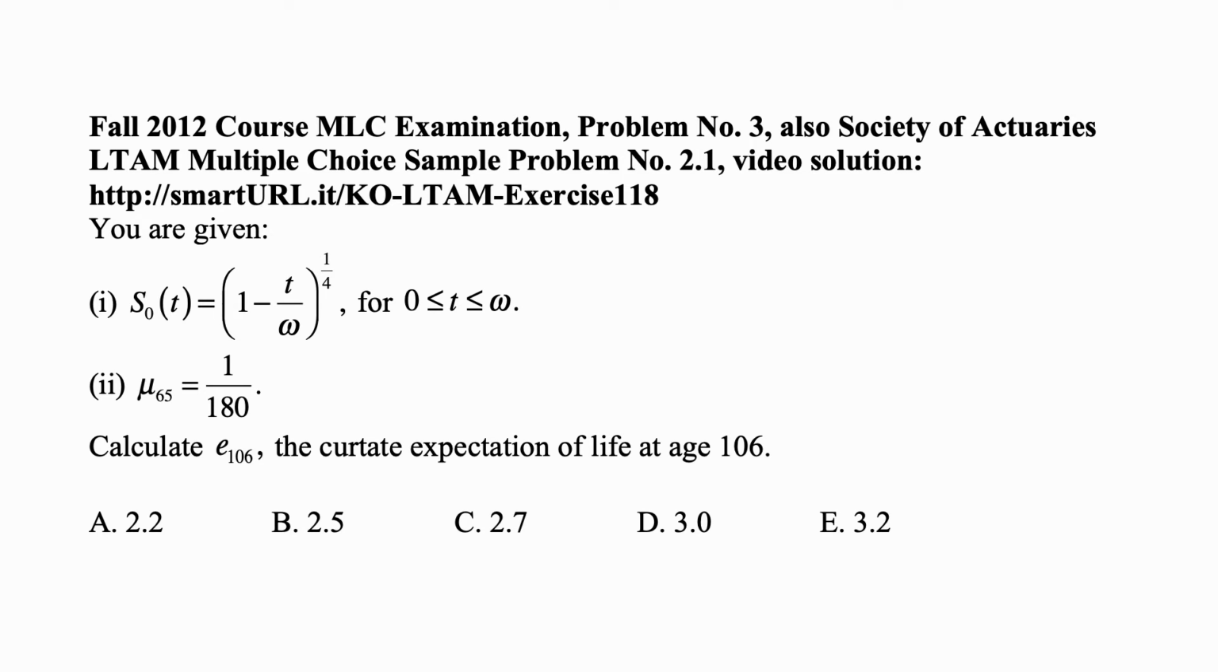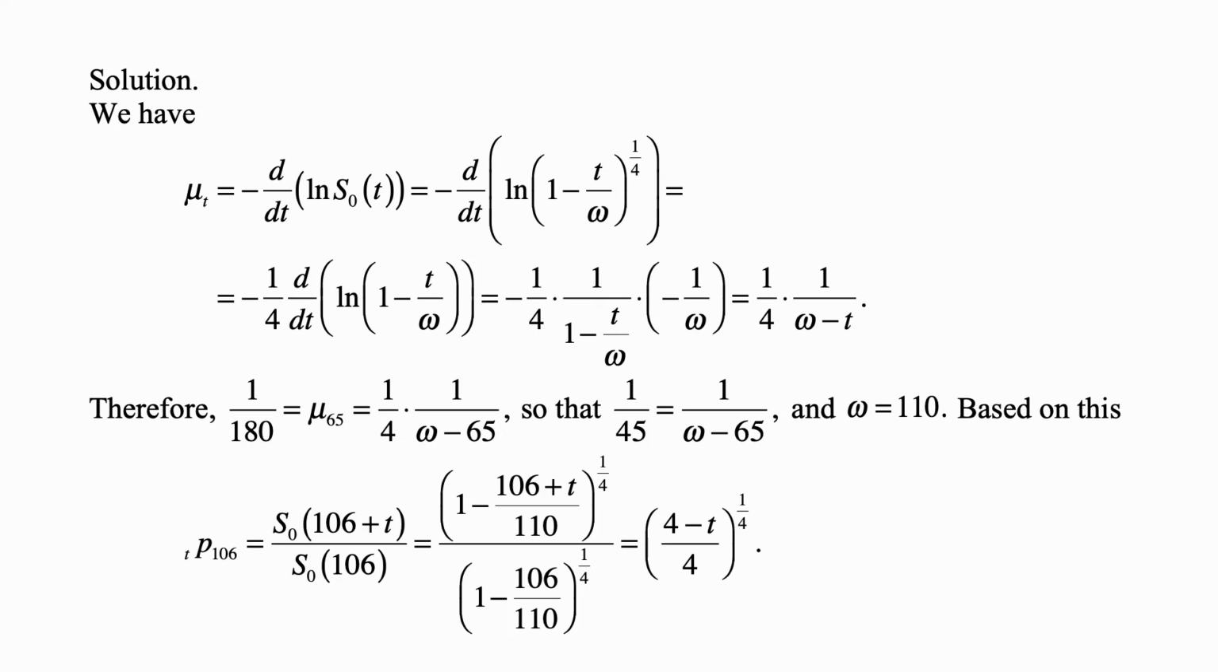Here's a problem for today for exam LTAM. You are given that the survival function for future lifetime of a person is equal to (1 minus t over omega) to the power 1/4 for t between 0 and omega. And this means that omega is a limiting age, and after age omega, everybody's dead. And mu 65, so force of mortality at age 65, is 1 over 180. Calculate e106, the curtate expectation of life at age 106.